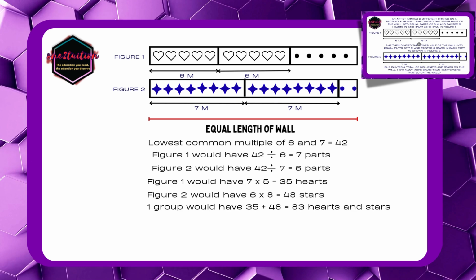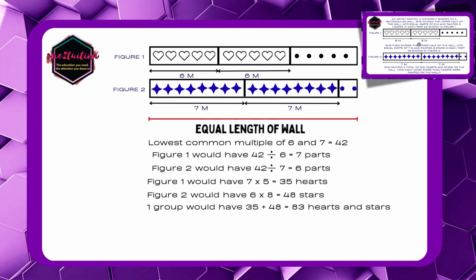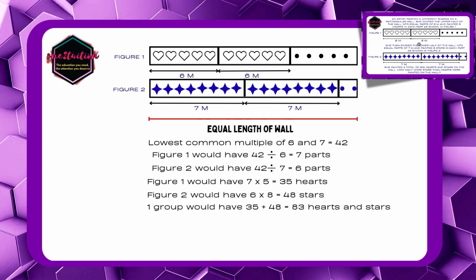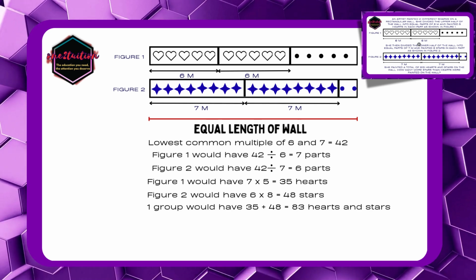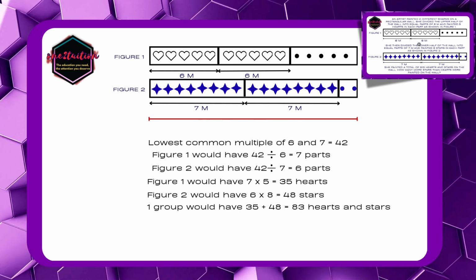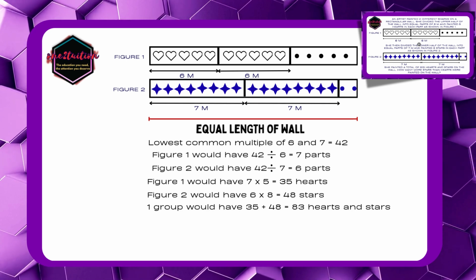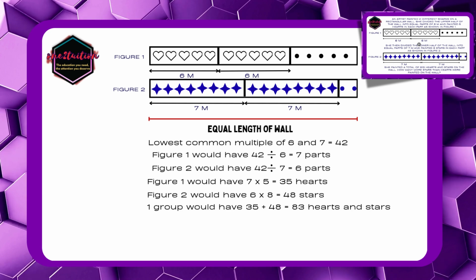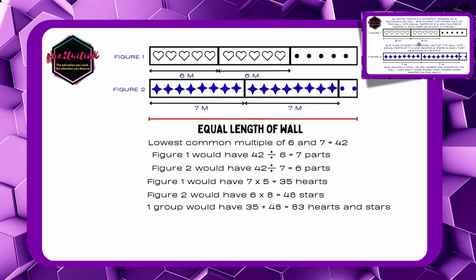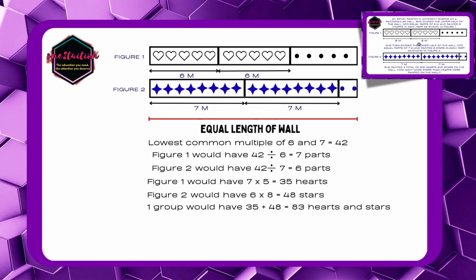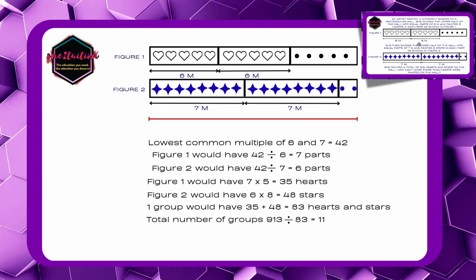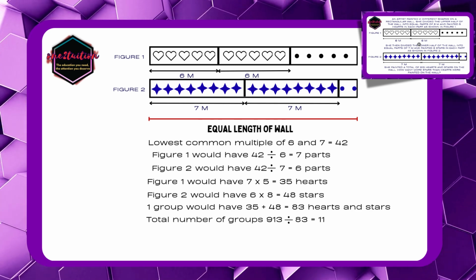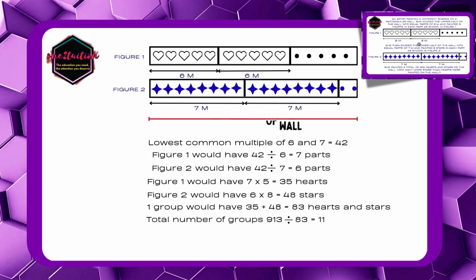So, our 42-meter group contains a total of 35 hearts and 48 stars, which means a total of 83 hearts and stars. The problem states that a total of 913 hearts and stars were painted. We can use this total to find out how many of our 42-meter groups are on the entire wall. Total number of groups equals 913 divided by 83 equals 11 groups.